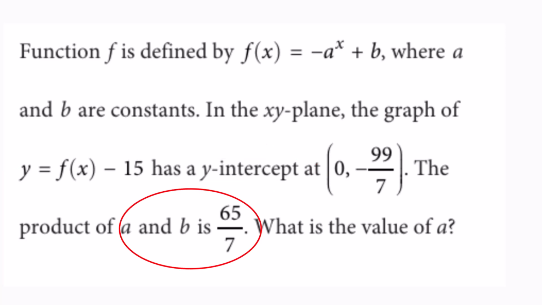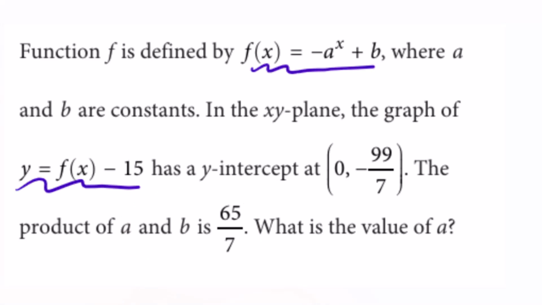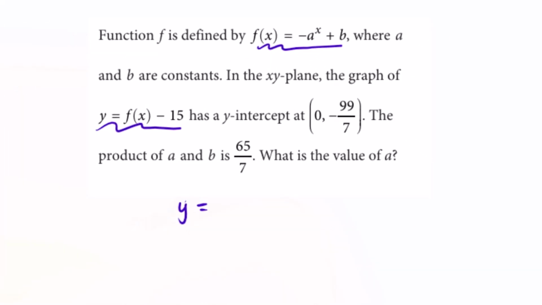Alright, let's jump into this problem. The first thing we know here is that we're given f of x to be this function, and we're given y equals f of x minus 15. Now f of x was defined as negative a to the x plus b, so I'm going to replace f of x. This is going to be y equals negative a to the x plus b minus 15. So that's going to be my y.